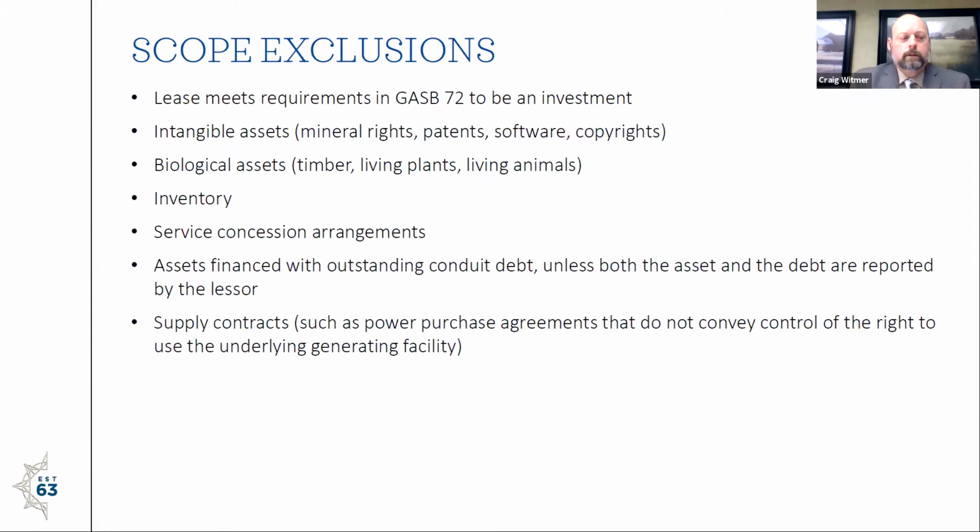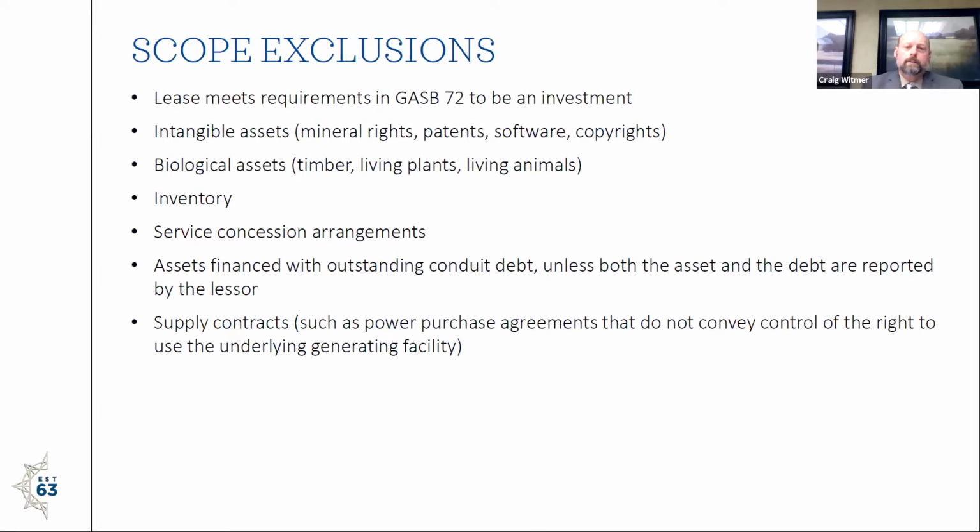So what is specifically excluded? We have that general definition, but there are some specific exclusions. GASB 72 is the one that deals with investments. So if it meets the requirements in GASB 72 to be an investment, the lease accounting is not going to apply. Intangible assets, you may have some of these mineral rights, patents, software, copyrights, those types of things. Those are other intangible assets. This lease standard is not going to apply. Biological assets, maybe timber rights, does not apply. Inventory, service concession arrangements, assets with outstanding conduit debt, not going to apply.